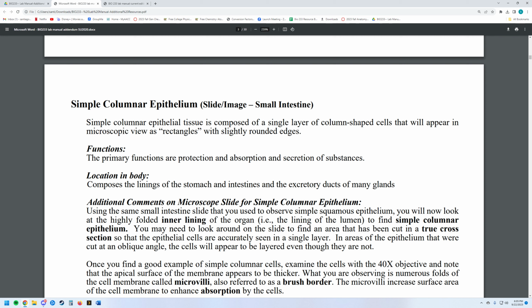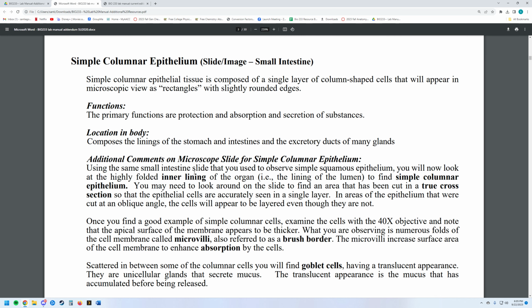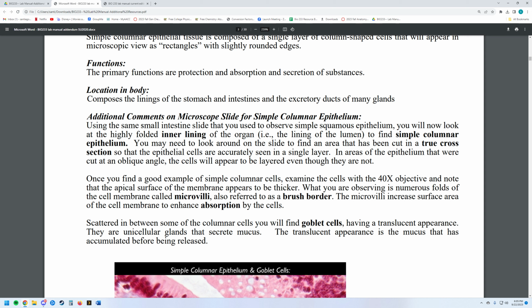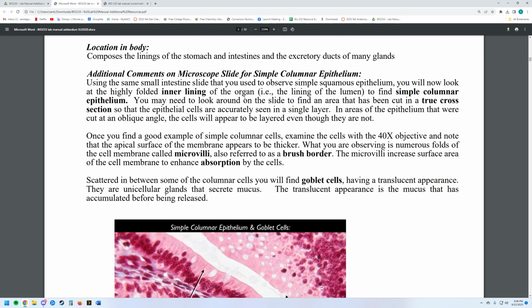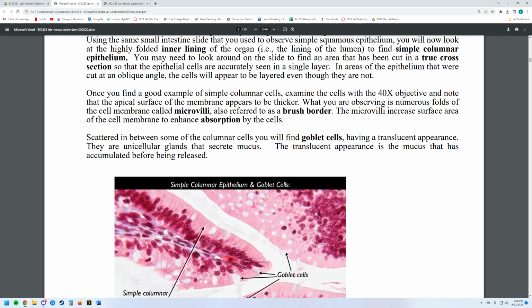Locations in the body: composes the lining of the stomach, intestines, and excretory ducts of many glands. Using the same small intestine slide that you used to observe simple squamous epithelium, you will now look at the highly folded inner lining of the organ. Excellent. We saw this one in class.